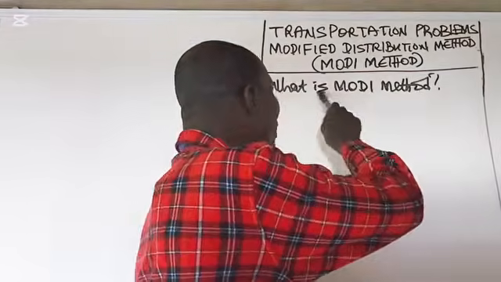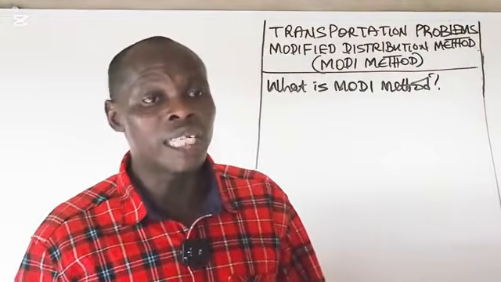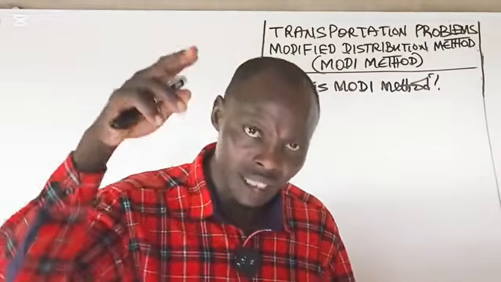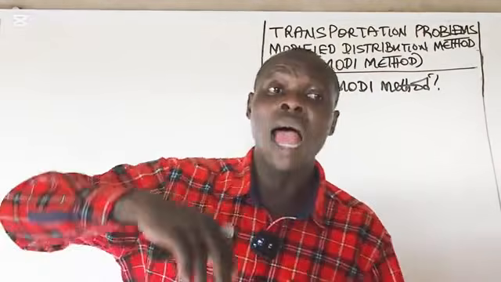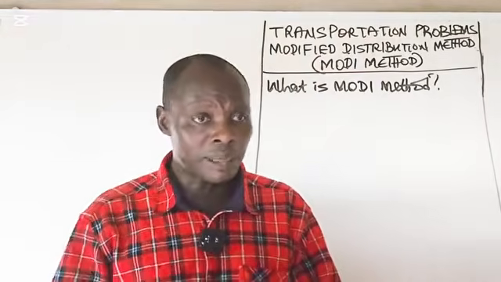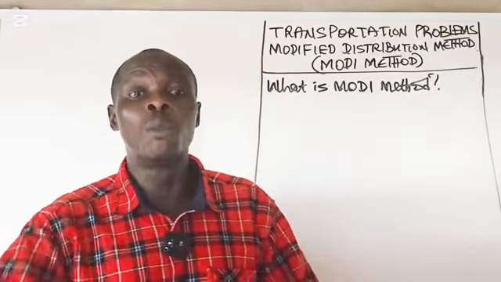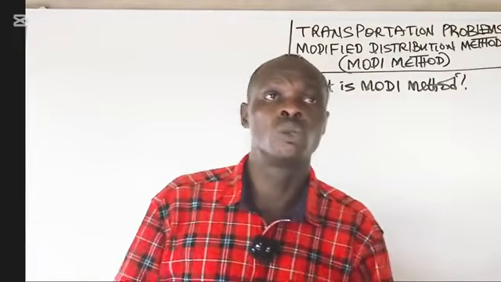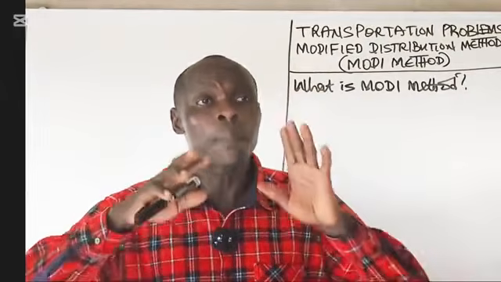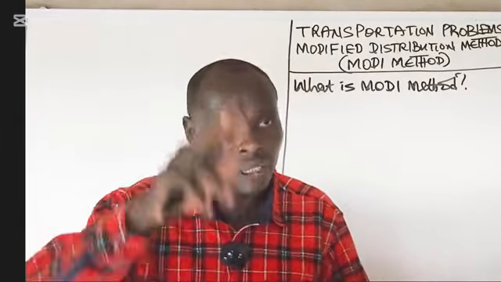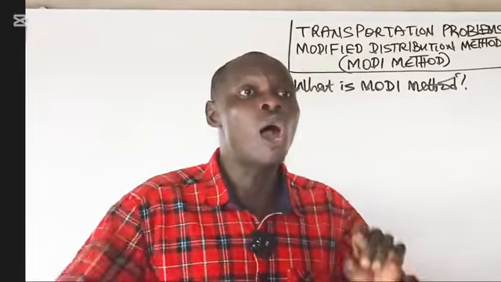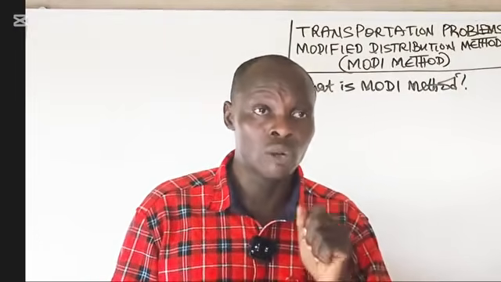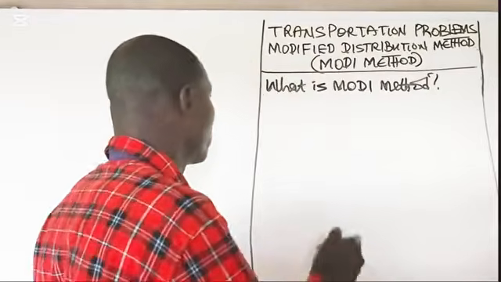Let's get into it. What is the MODI method? The modified distribution method, commonly known as MODI, is an optimality test. In transportation problems, simply finding a way to move goods from point A to point B isn't enough. The MODI method is the mathematical tool we use to prove that our current plan is the absolute cheapest one possible. MODI allows us to calculate the opportunity cost of empty routes to see if changing our shipment will save more money.